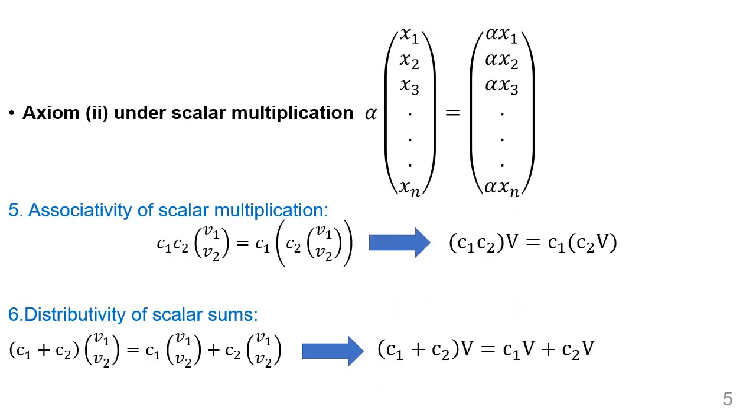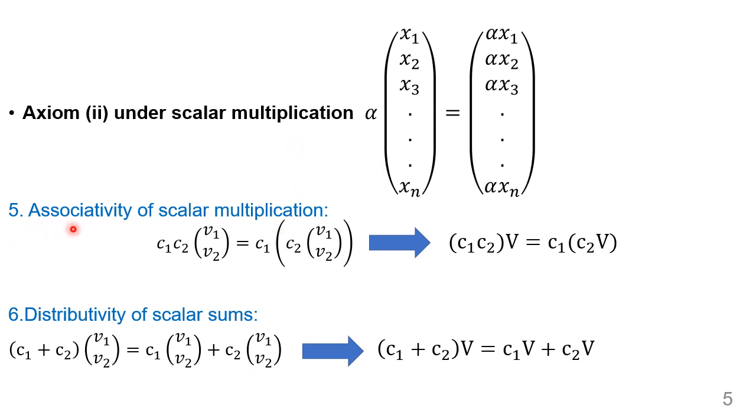The second closure law is on scalar multiplication. We have a vector space defined as X having vectors x1, x2, x3 up to xn. When I multiply this by a constant alpha, this alpha can be a rational number, real number, or complex number, and I am going to get a new vector space having elements alpha x1, alpha x2, alpha x3 up to alpha xn. Under this scalar multiplication axiom, I have four more axioms.